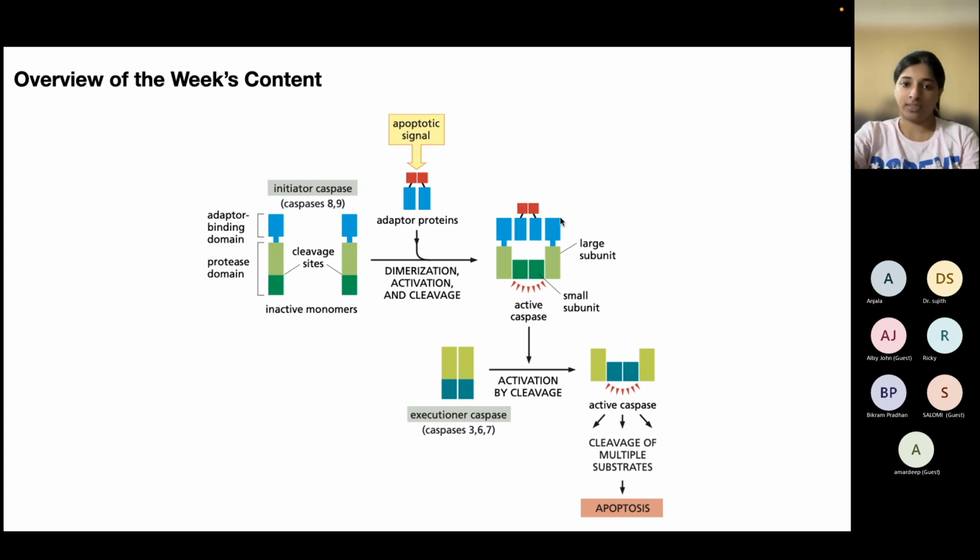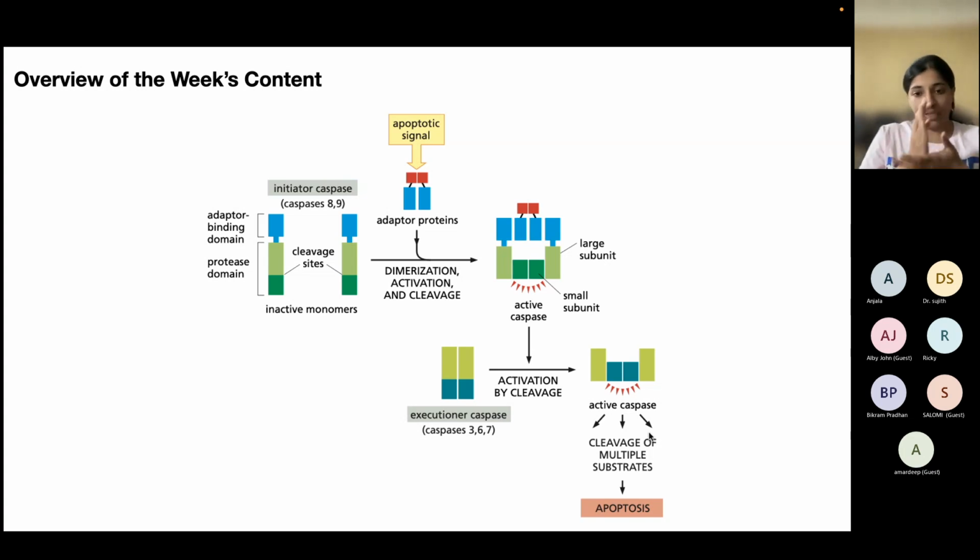This dimerization activates the caspase, and if you see, the protease domain is reorganized and becomes the active center, the center that initiates the cleavage, the protease activity. So these initiator caspases, once activated, will go and perform similar cleavages and similar reorganization in the downstream caspases, the executioner caspases. Now, once all of them are activated, they can go and cleave multiple substrates.